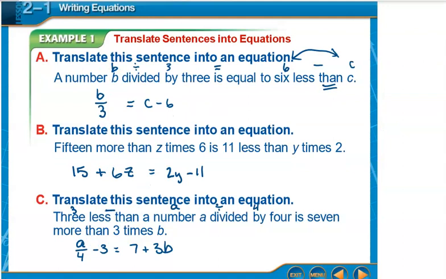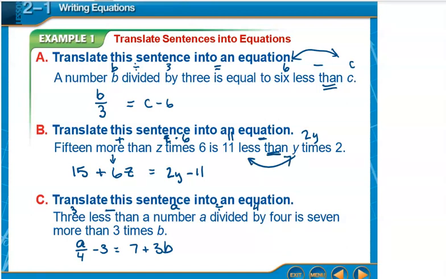Did you get B? So 15 more than is plus. Z times 6, if you notice, rather than writing it Z6, I put the coefficient, the 6, in front of the Z. Because normally when we have the product of a letter and a number, we put the variable after and the coefficient goes first. Same thing with the next side, 11 less than y times 2 to y. And then the than word, of course, means that you switch.